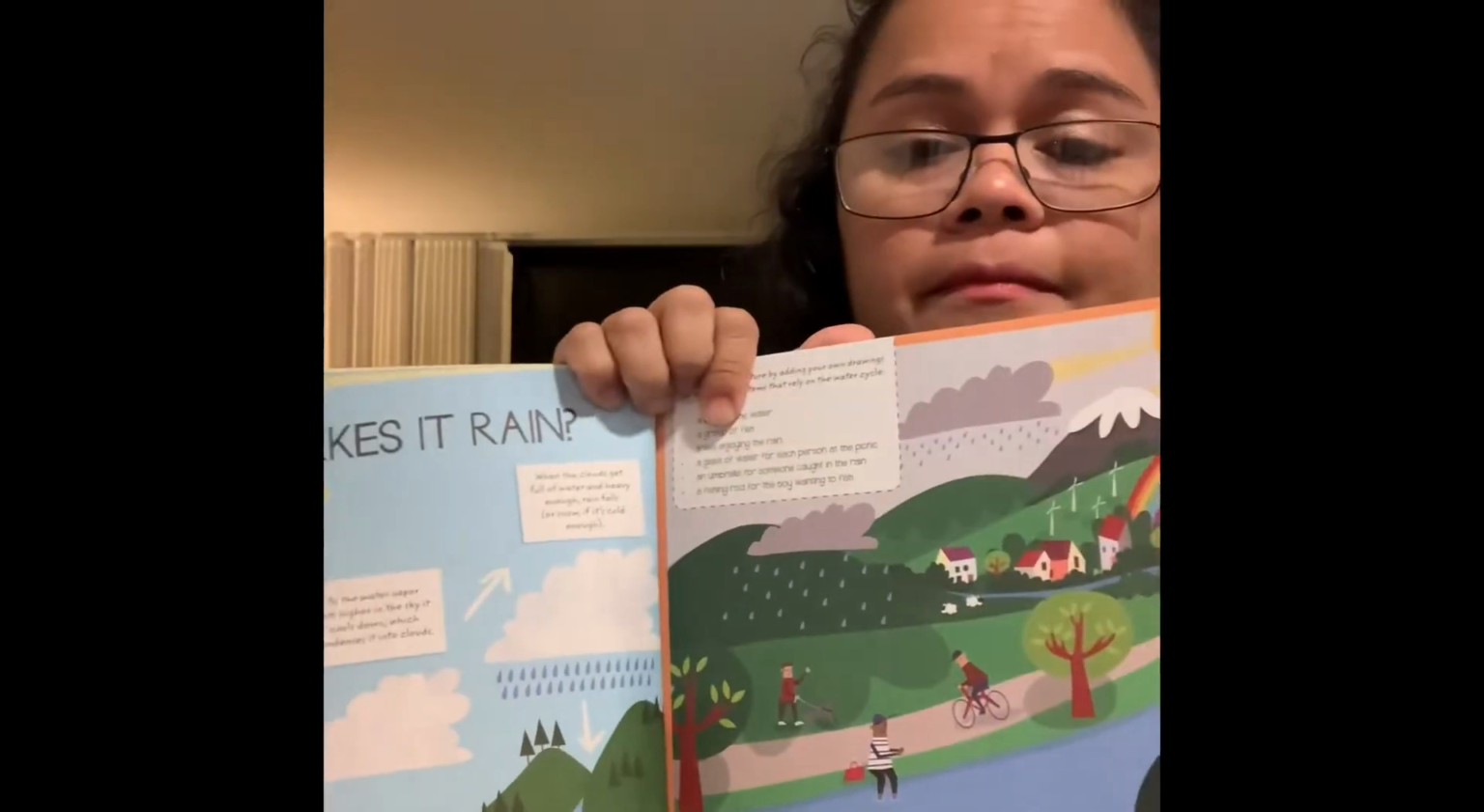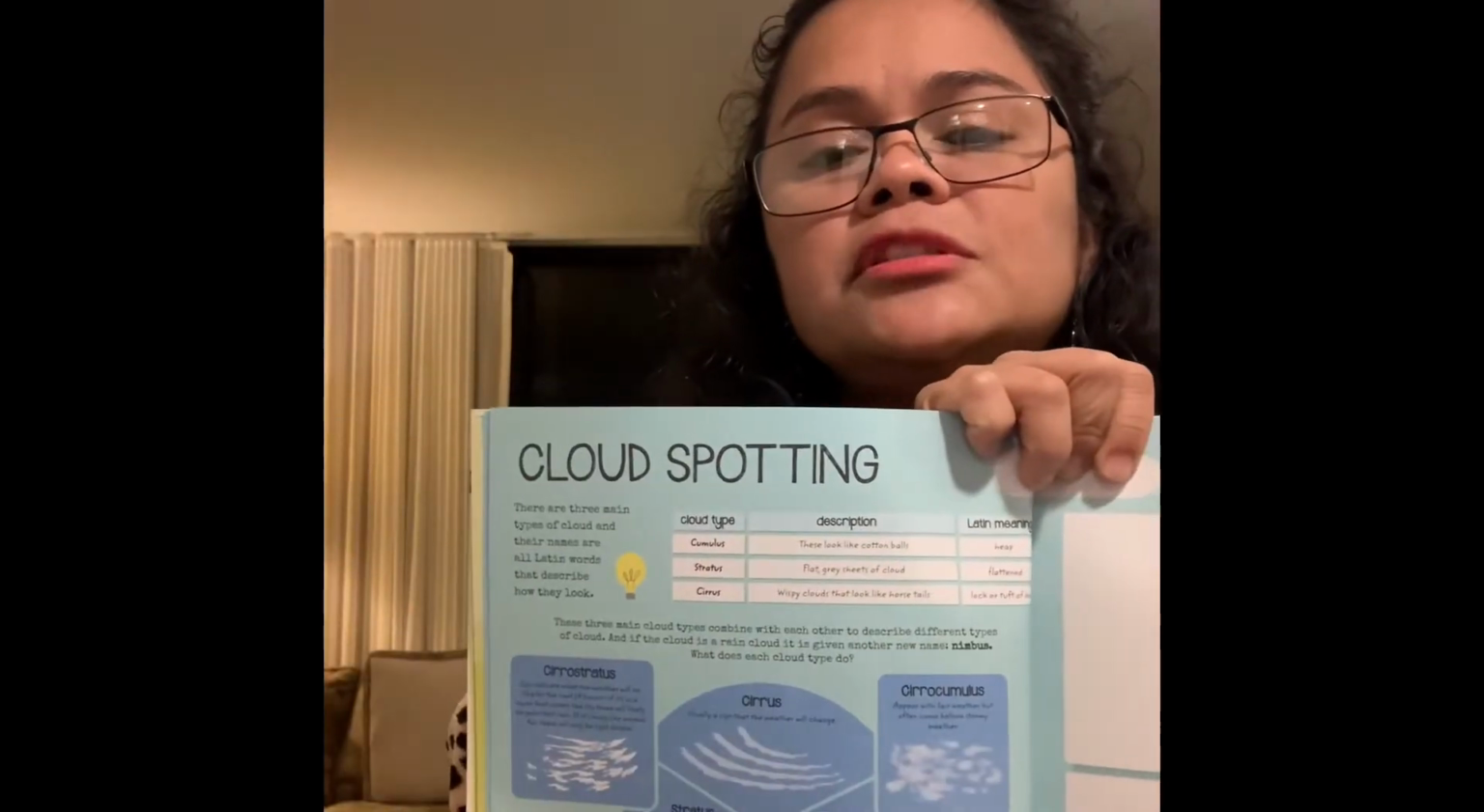It keeps developing the book and talking about different tools we can use during different types of weather. What makes it rain? Rain and making clouds are part of the water cycle. It tells you a lot about the water cycle in this part of the book, and it teaches the kids different types of activities and how they can complete activities within just that topic. Then it goes into cloud spotting.